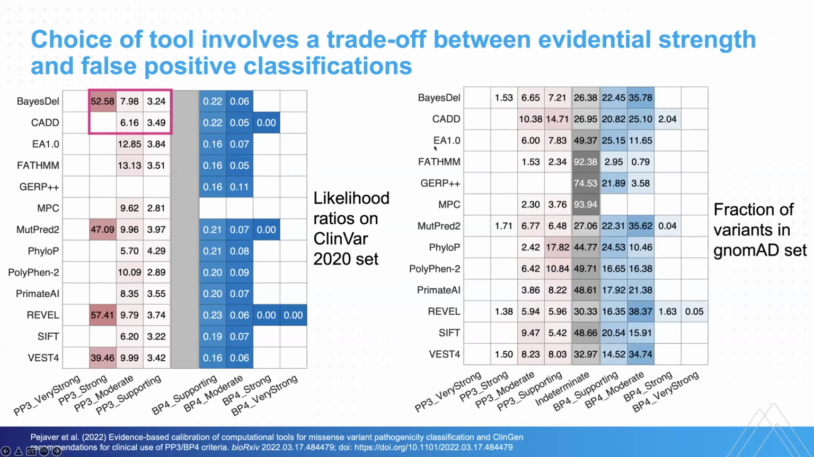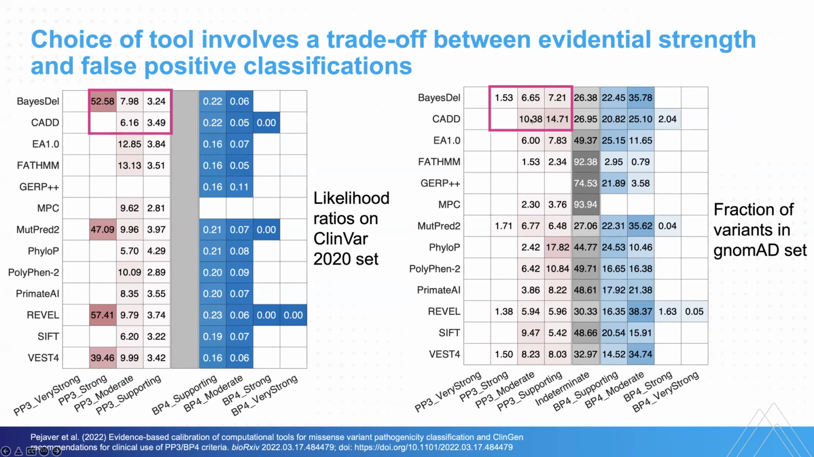The other point I want to make is we also applied these thresholds to a data set from our gnomAD data set, the reference set. We want to ask, what are the fractions of variants that fall into these different intervals in gnomAD? I've picked these tools, BaseDel and CADD, just to illustrate that generally the choice of tool involves a trade-off between evidential strength and false positive classifications. For example, with CADD, you can classify maybe 24 to 25% of variants on average as having at least supporting evidence for pathogenicity, but the best you can really do is moderate.